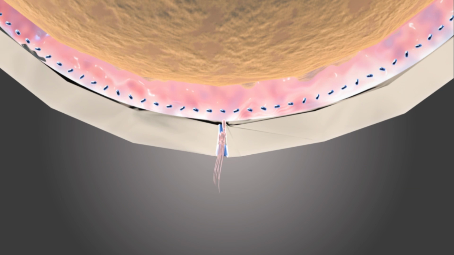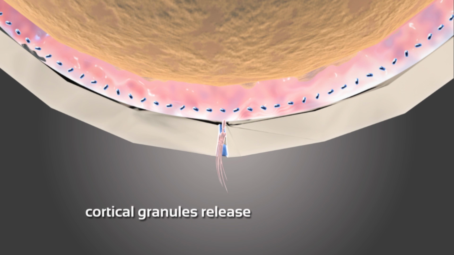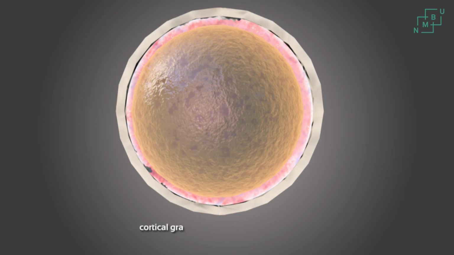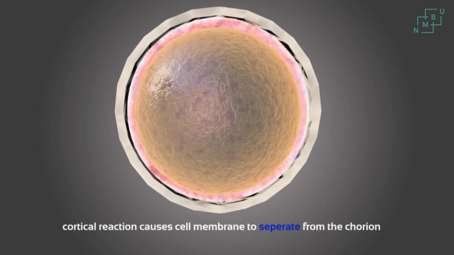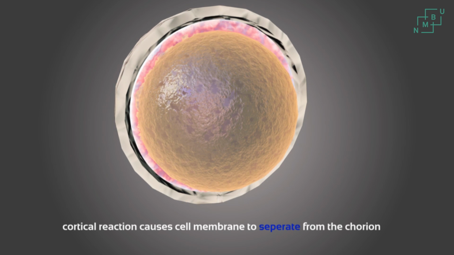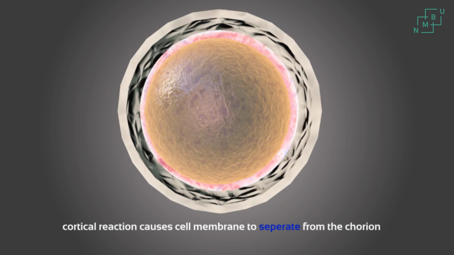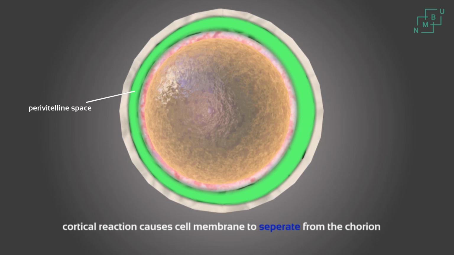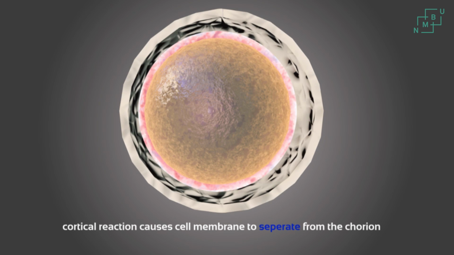With the fusion of the spermatid and oocyte cell membranes, a cortical reaction is set in motion. There are changes in the chorion, and enzymes released from the cortical granules in the oocyte cytoplasm cause the separation of the oocyte cell membrane from the chorion and the establishment of the perivitelline space. The chorion swells and lifts away from the zygote.